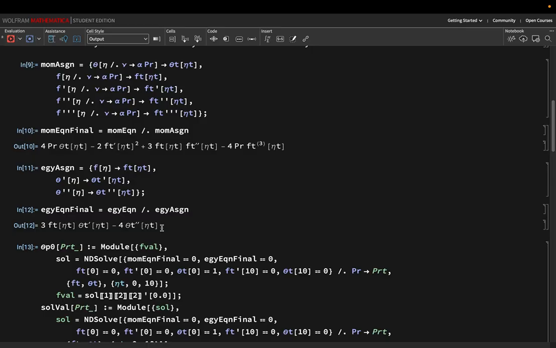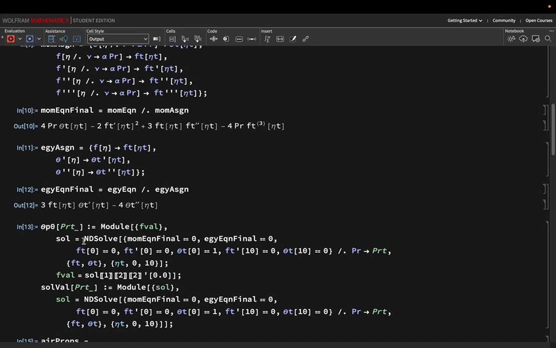The next step is to solve this set of equations, which is performed by again a default function. In order to solve the equation, all you have to do is write the function NDSolve, which basically numerically solves the differential equations given by the momentum equation equal to 0, followed by the energy equation and the boundary conditions. The boundary conditions I have given are f of 0 equal to 0, f prime of 0 equal to 0, and theta of 0, which is at the wall, equal to 1.